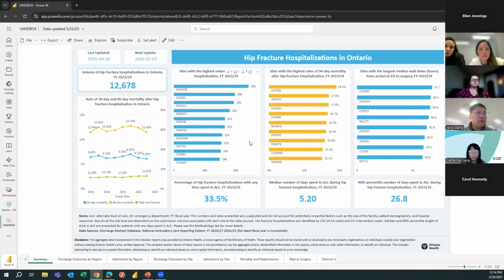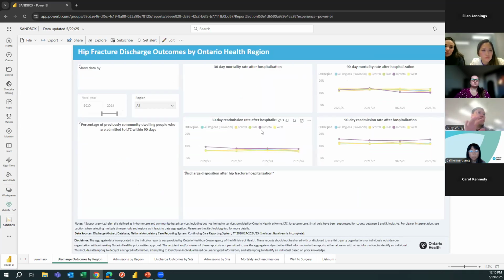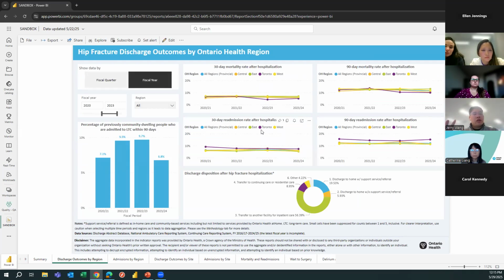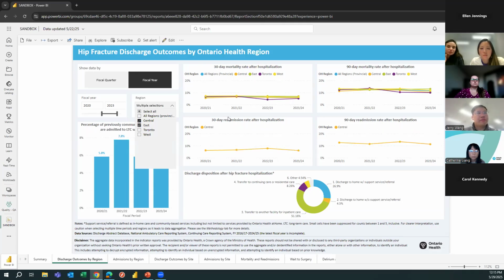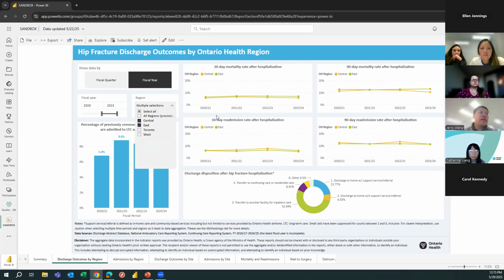So moving on, we will talk about the discharge outcomes by regions. Overall in Ontario, we have 6 different OH regions, and each of the regions are listed here. We omitted 2 of the regions, Northwest and Northeast, for the purposes of this demo because there are very few sites in each region. But in the real eReport, there will be 6 regions. So you can select each of the different regions, and the eReport will reflect the indicators for those regions specifically.